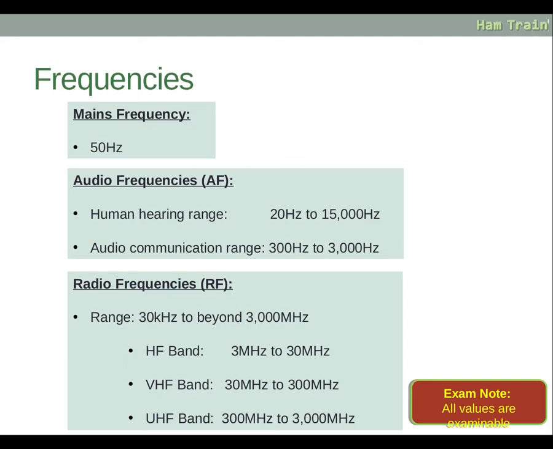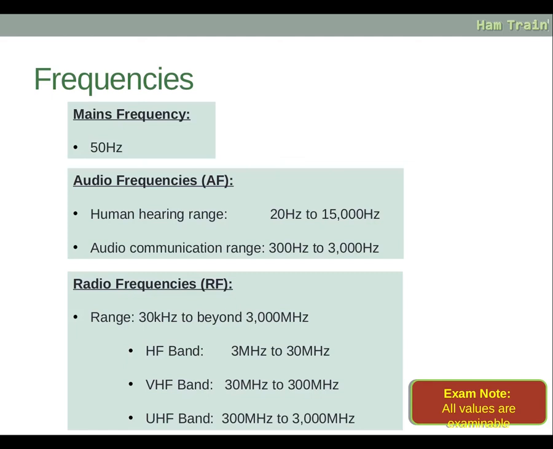Audio communication generally is between 300 and 3,000 Hz. So when we talk to people, our voices, as they get higher and lower, range between 300 and 3,000. So a much narrower range than our actual hearing range. Radio frequencies, however, are much higher than this. The frequency range for radio frequencies can be as low as 30,000 Hz to beyond 3,000 million Hz or 3,000 megahertz.